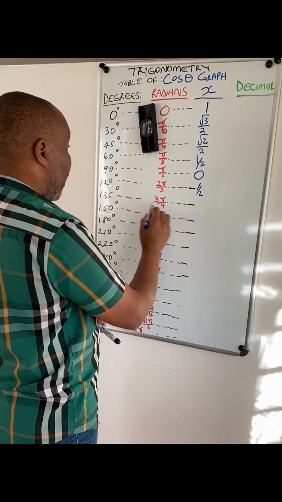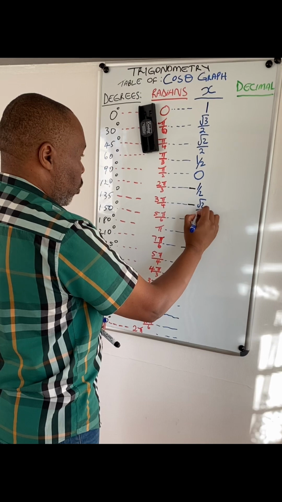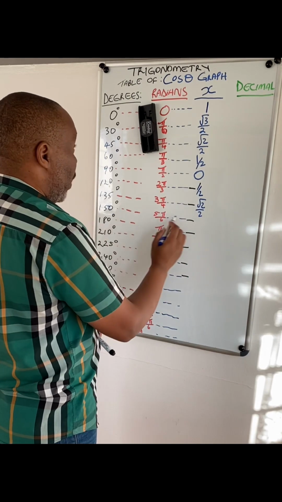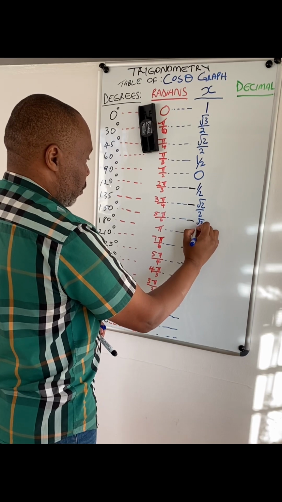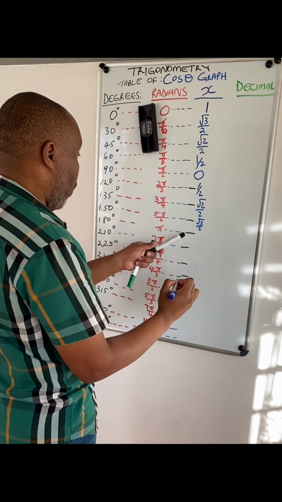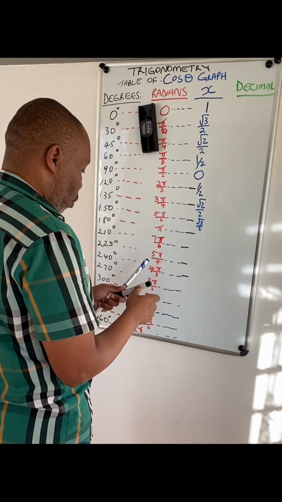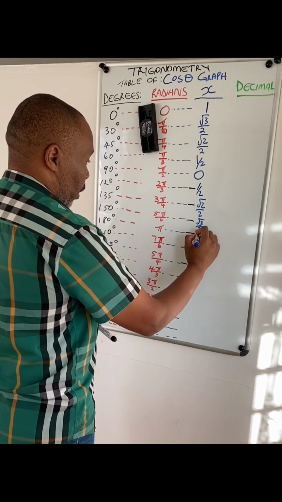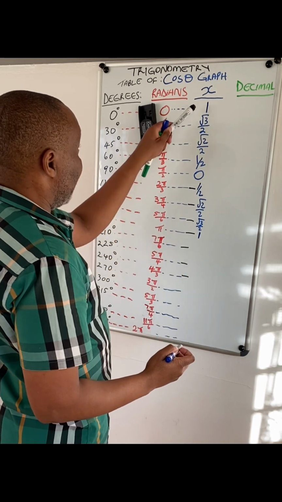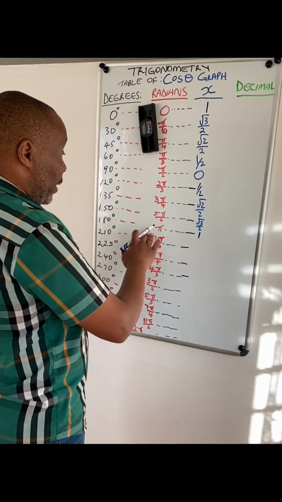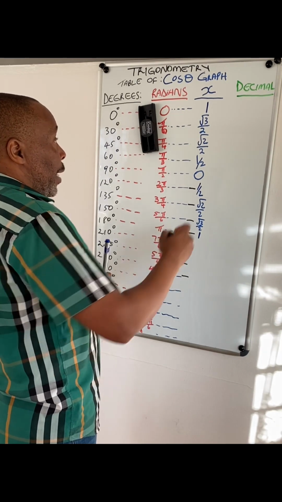At 135, it becomes negative root 2 over 2. At 150, it becomes negative root 3 over 2. At 180, x becomes -1. X is -1 at 180 degrees. This is how it looks.